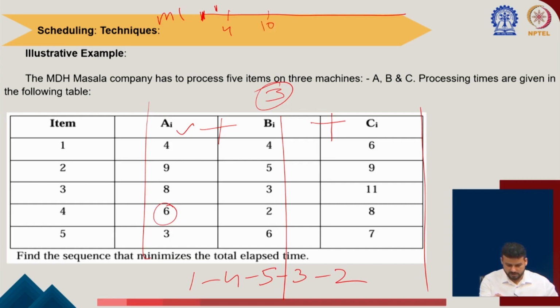So, this is job 4. Then is job 5, requires 3 days. So, somewhere here 13, and this is job number 5. And then job 3 requires 8 days. So, obviously 8 days, somewhere here 21, and this is job 3.